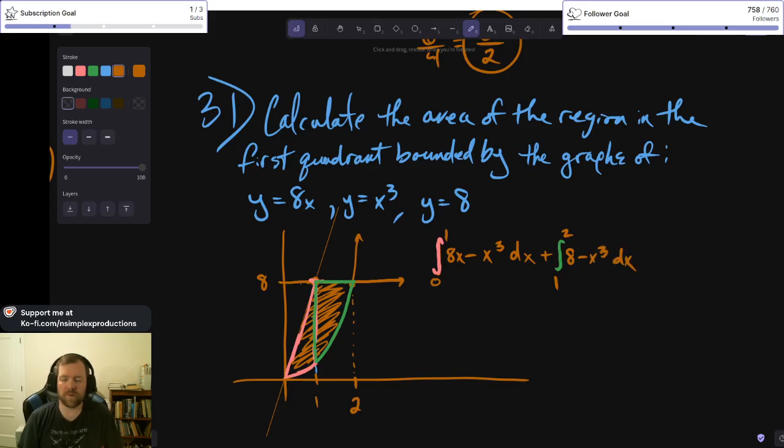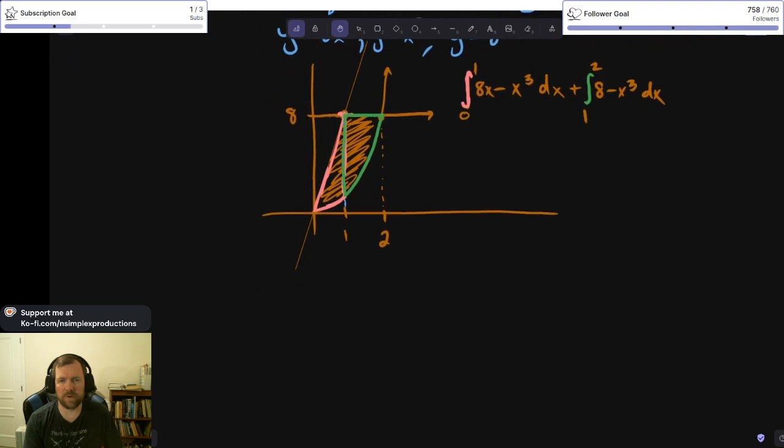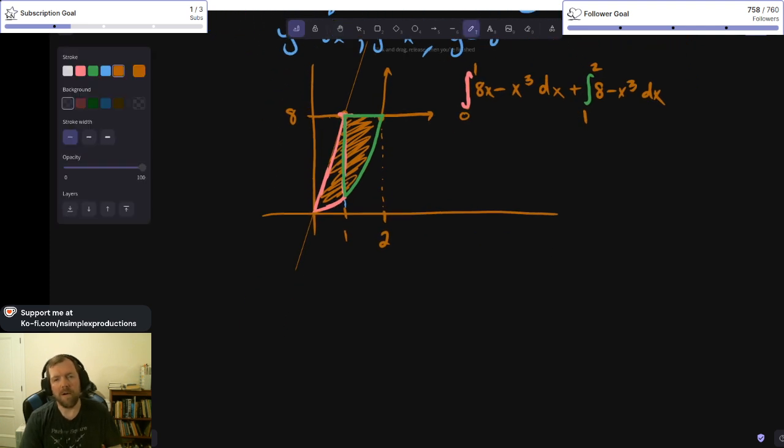Now, this is perfectly serviceable. It works just fine. It's easy to find the answer to this. However, there is a much easier way to do this. It only requires one thing, and that is turn this thing the other way.